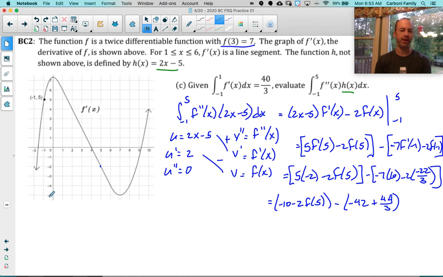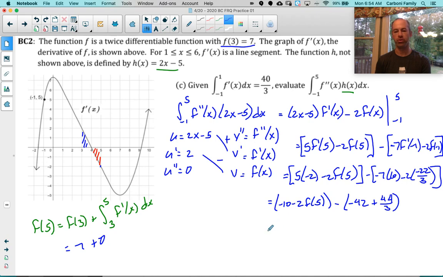So I can get f of 5 by doing the net change approach. So I know f of 3. I'm going to add to f of 3 the area from 3 to 5 under f prime. And this is really nice because if you look at the area from 3 to 5, 3 to 4 and 4 to 5 have the exact same area in magnitude, yet one is positive and one is negative. So f of 5 is just going to be 7 plus 0, or 7. I'm going to come back over here and plug that in. 2 times 7 is 14 minus negative 42 plus 44 thirds.